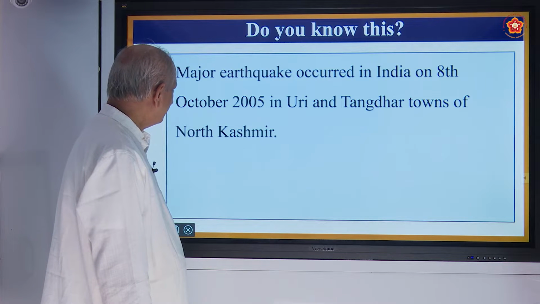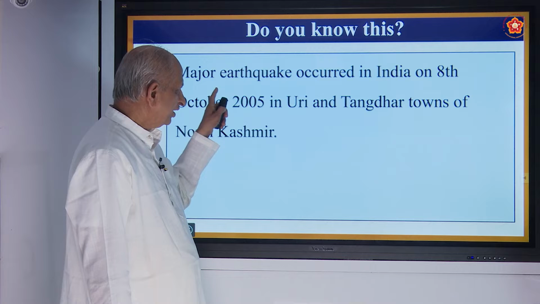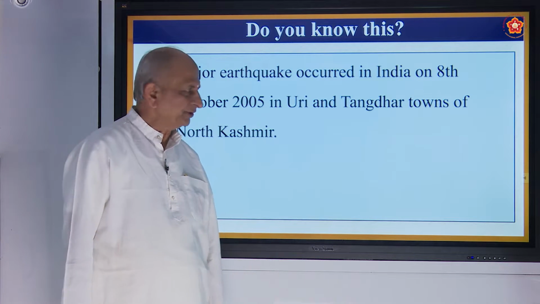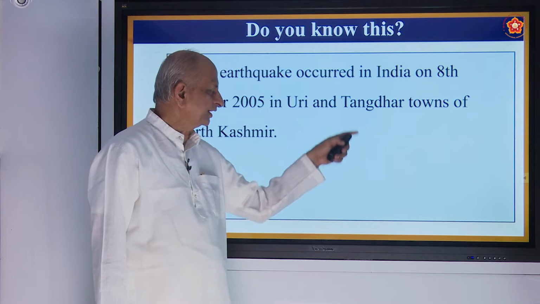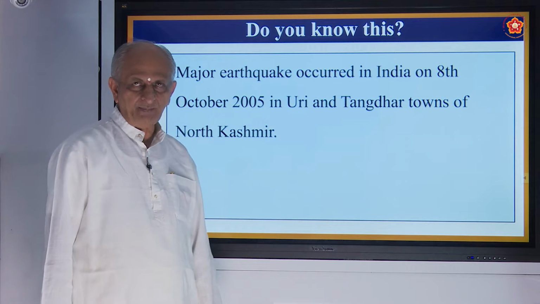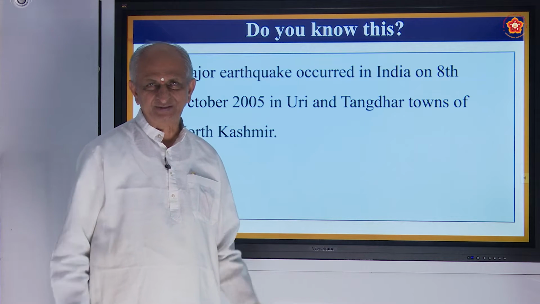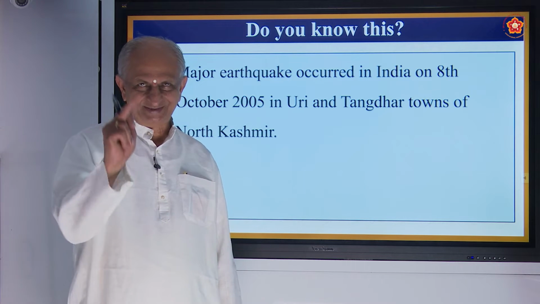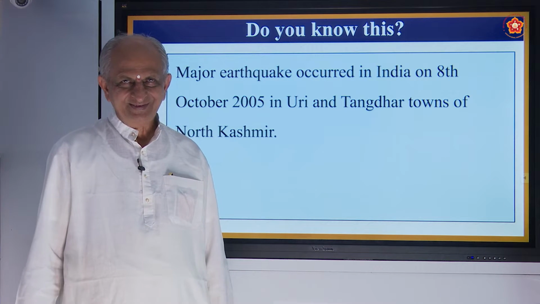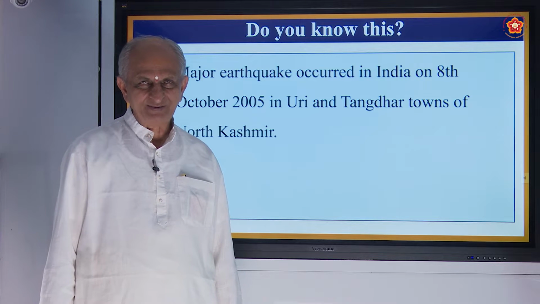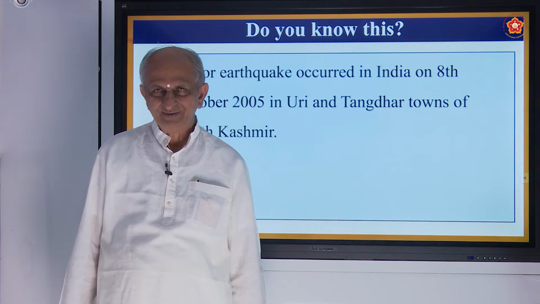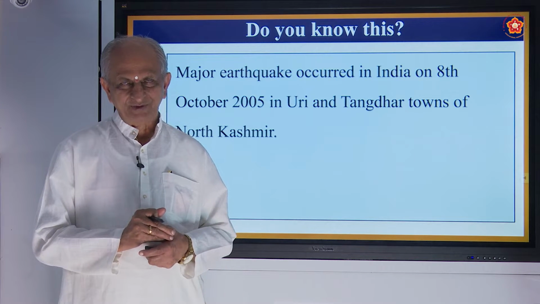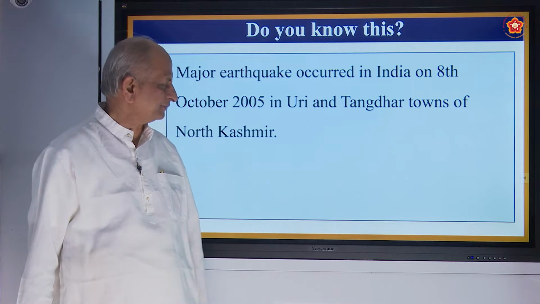And here are some interesting things about that. A major earthquake occurred in India on 8th October 2005 in the towns of Uri and Tangdhar in Kashmir. Kashmir, one of the beautiful states. What is Kashmir famous for? Anybody? Yes, it is apples. There are a lot of lakes also in Kashmir, and the scenery is so fine, and it is actually the crown of our country, which you must be proud of.